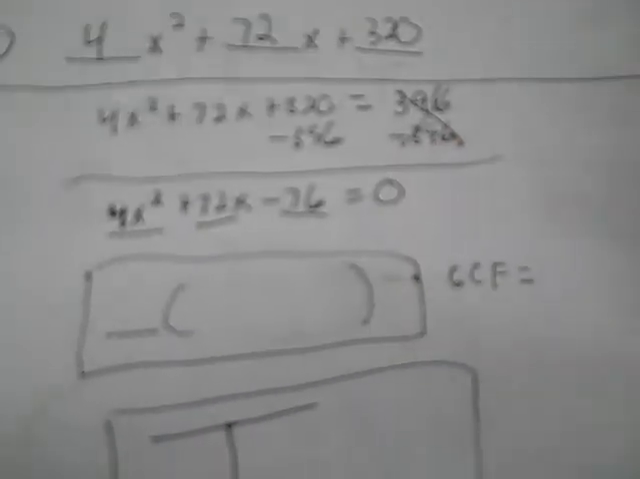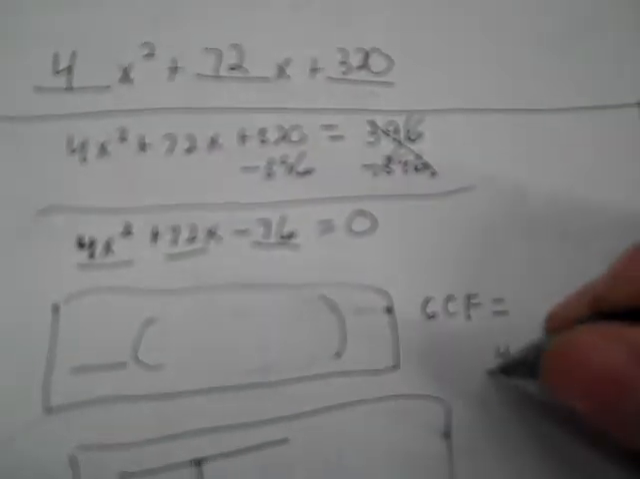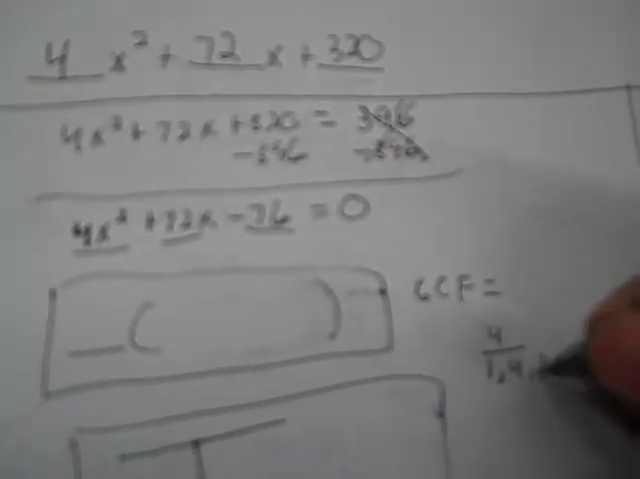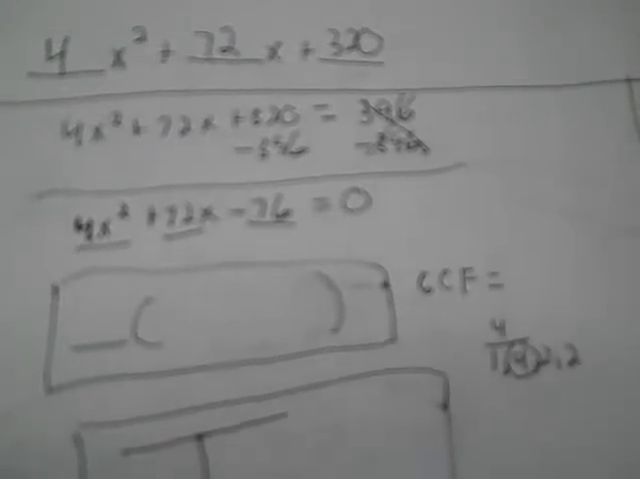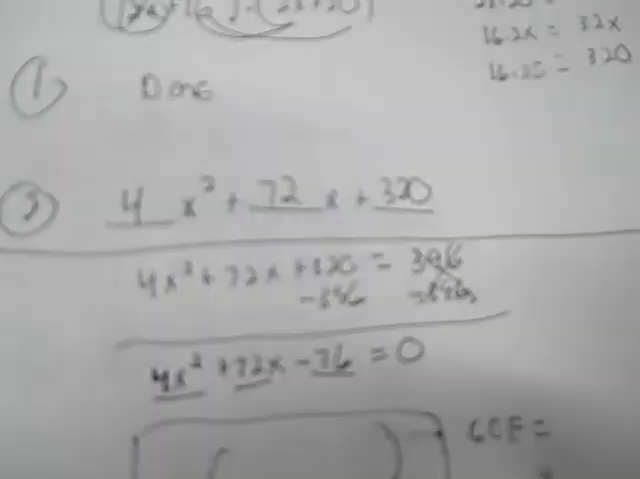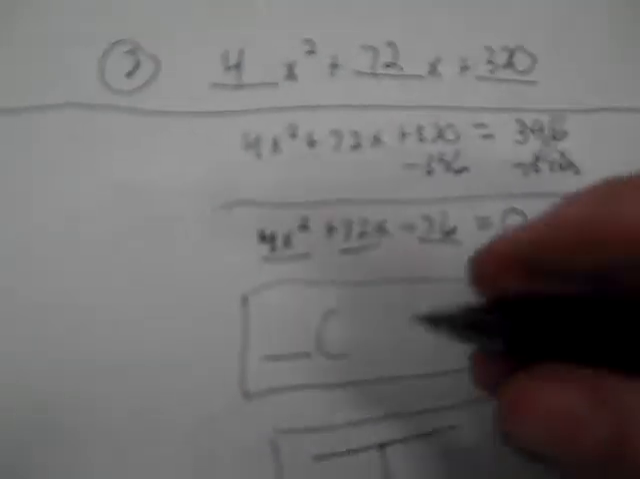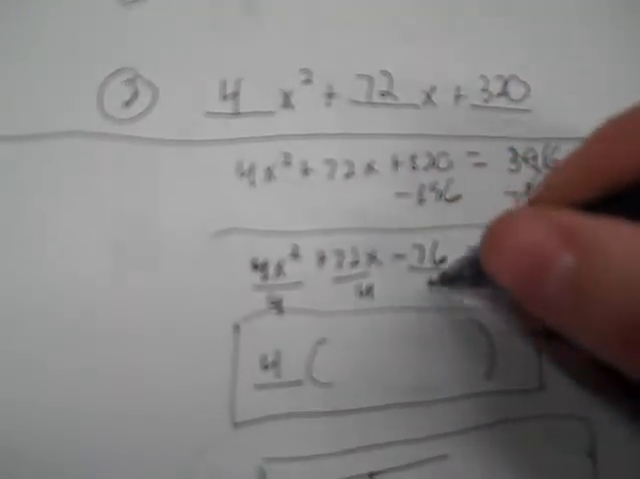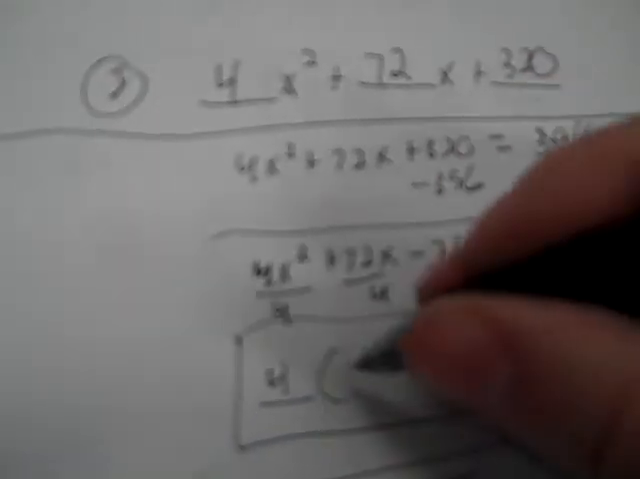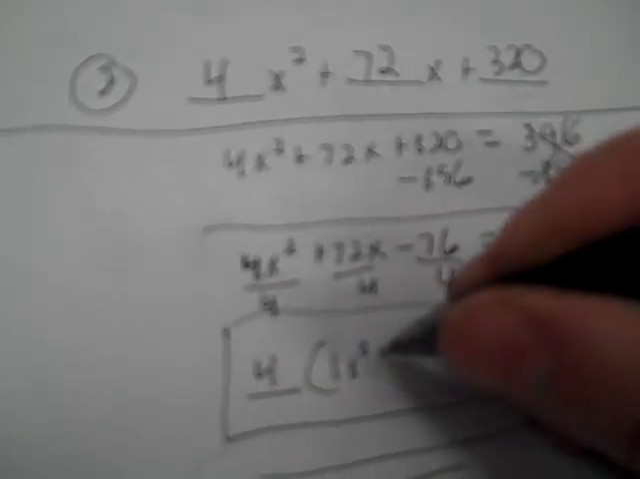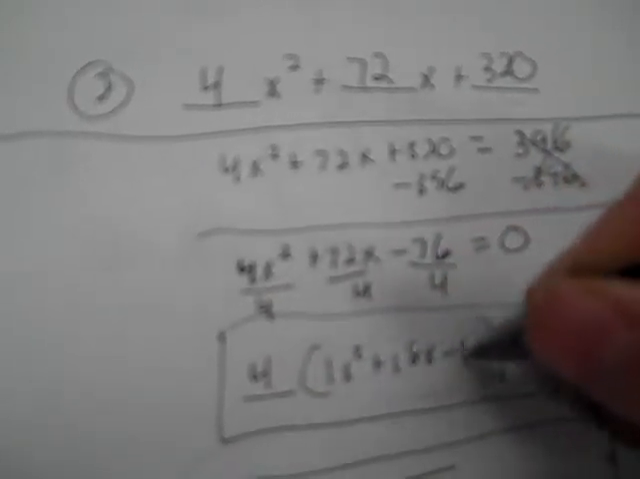We don't have x and everything. Now let's look at 4, 72, and 76. Maybe we can divide all those by 4. 4 divided by 4 is 1. 72 divided by 4 is 18. 76 divided by 4 is 19. Oh, 4 is going to work, so I factor out a 4, and then I divide everything by 4. So it's going to be 1x to the second plus 18x minus 19.